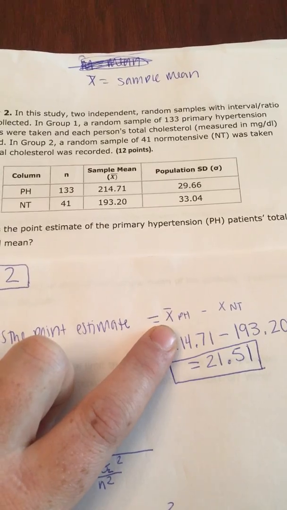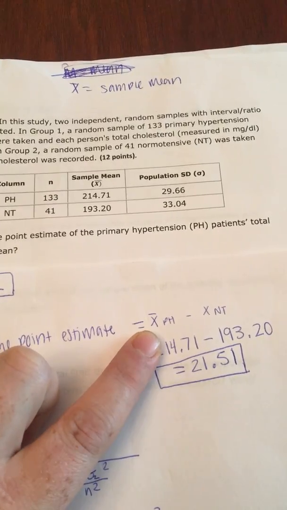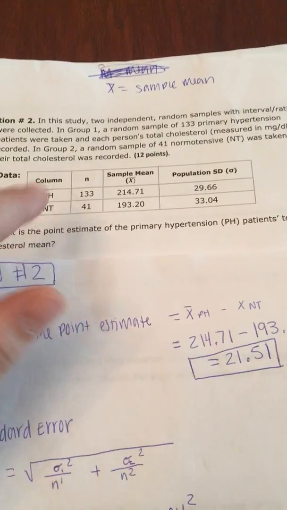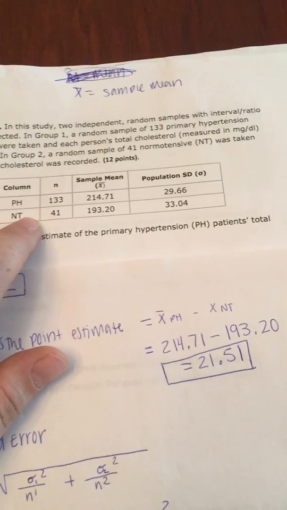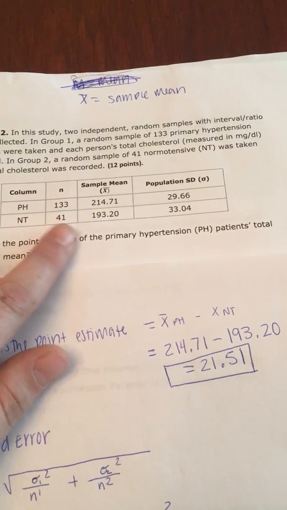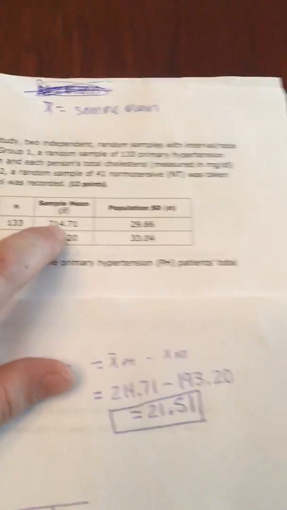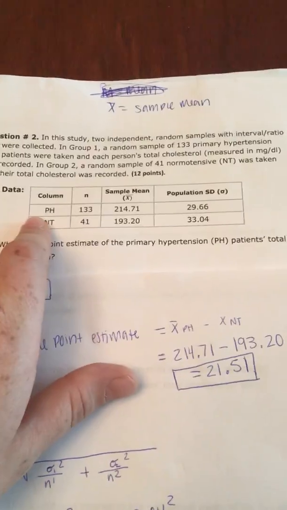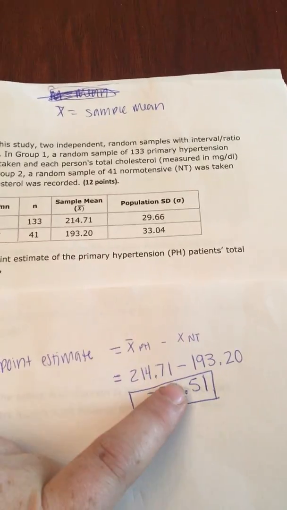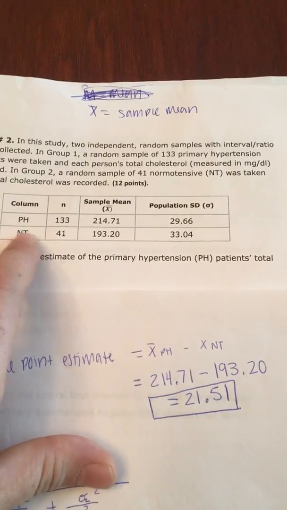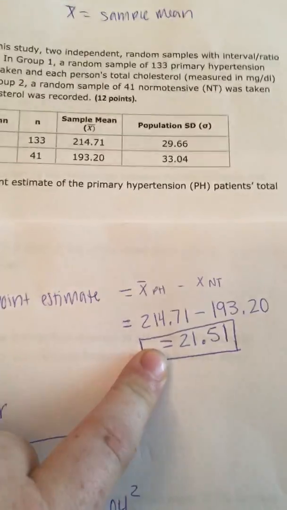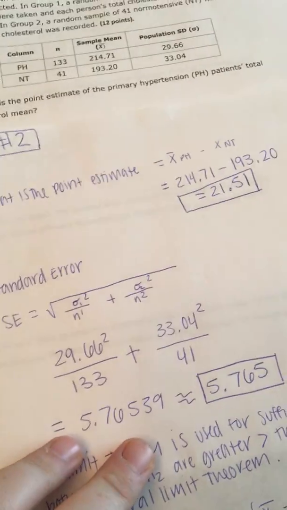So we're basically using the first sample mean, in column number 1, minus the second sample mean, which would be column number 2. And we just punch in those numbers, so we get the sample mean of 214.71 from column 1, from the pH column, minus 193.20, which we find in the second column. That leaves us with 21.54.